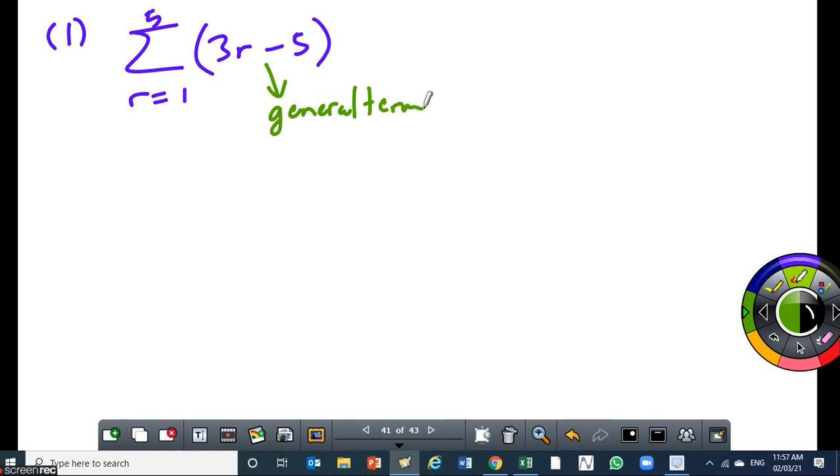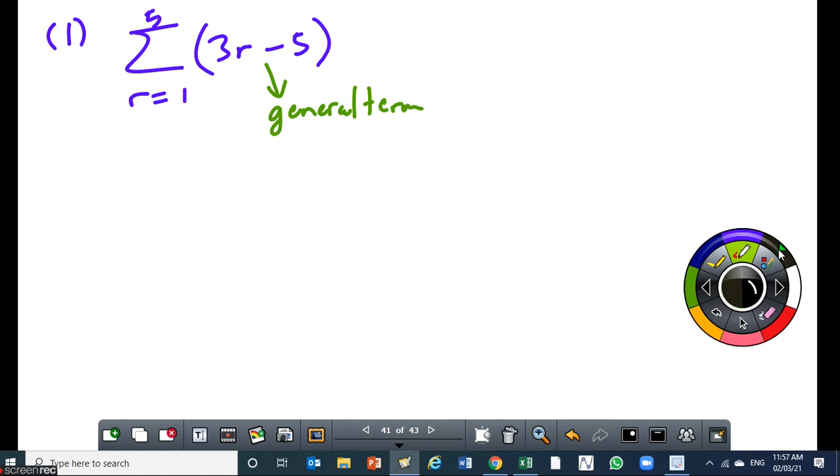Okay? So if I want to carry on now, I have to substitute r equal to 1 into the general term. Since there are 5 terms, I can add them manually after substituting r equal to 1, or I can use the formula. So I just need the first 3 terms. If I substitute r equal to 1 here, 3 times 1 gives me what? 3. What is 3 minus 5? Negative 2. So the first term is going to be negative 2 plus.